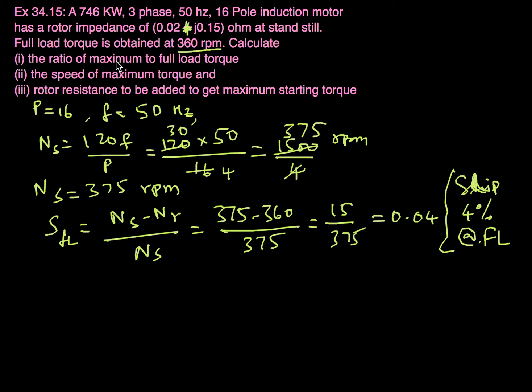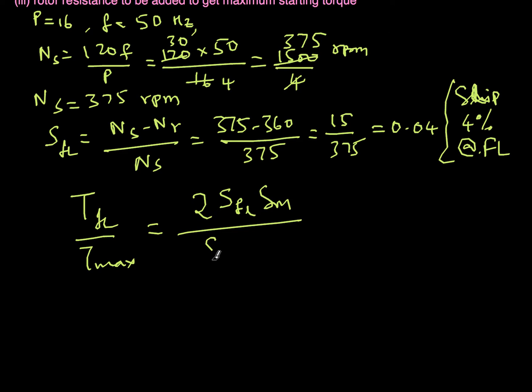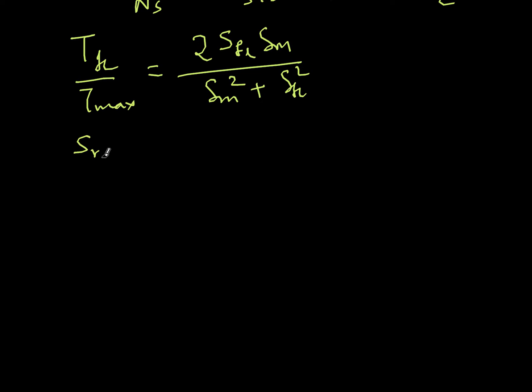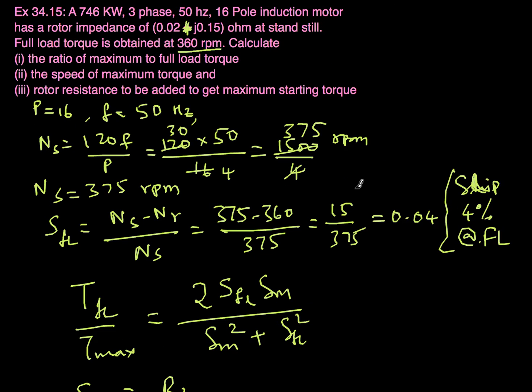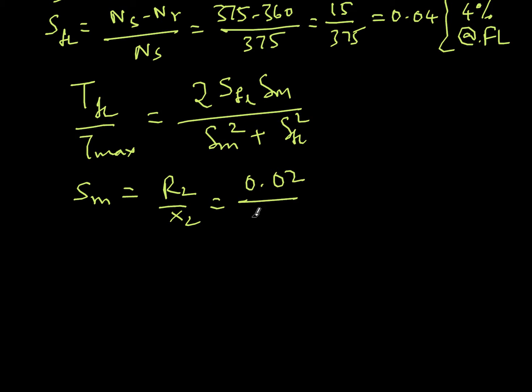So let's continue. Calculate the ratio of maximum to full load torque. The question being asked is, what is the ratio of TFL by Tmax? I think just now we have derived it. This is nothing but 2 into SFL into SM divided by SM square plus SFL square. So first of all, we need to find slip at maximum torque. Slip at maximum torque is nothing but R2 by X2. R2 given to us is 0.02 and X2 is 0.15. So 0.02 divided by 0.15.